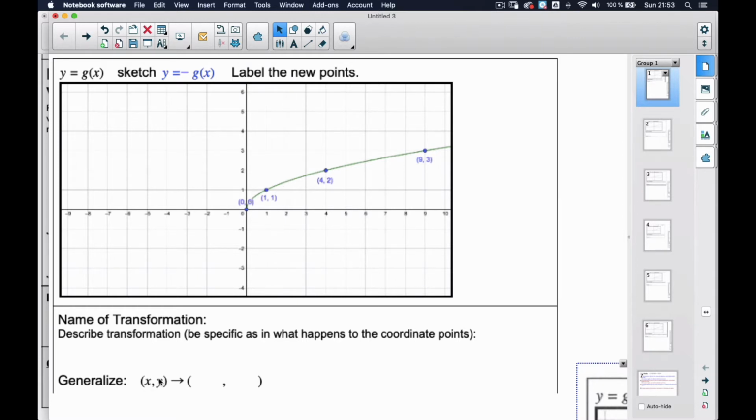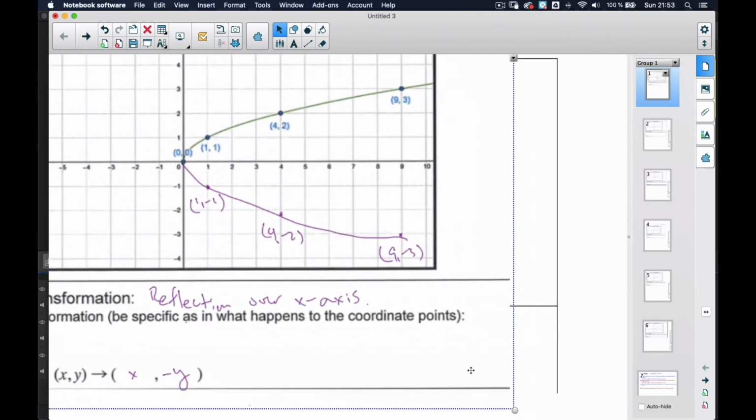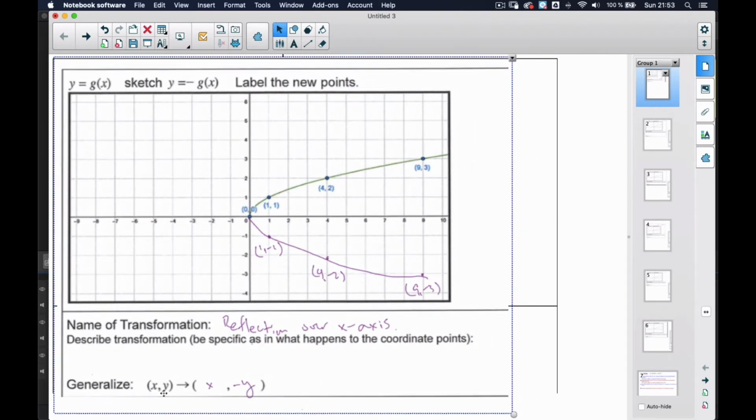So what we can see here is that the x is the same, but the y has become negative. It's a reflection over the x-axis.